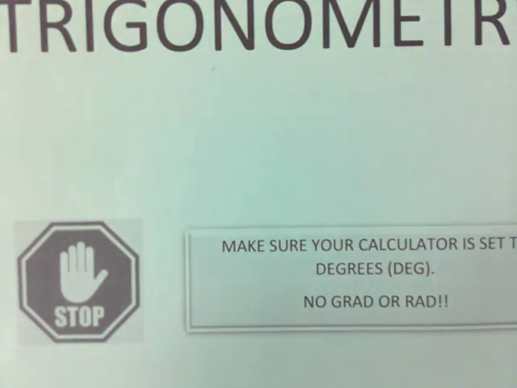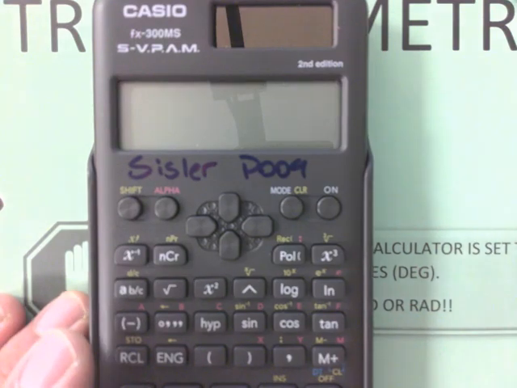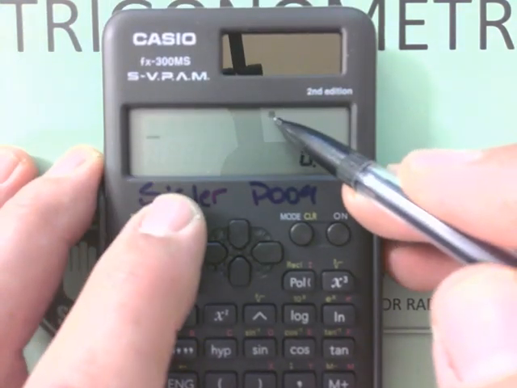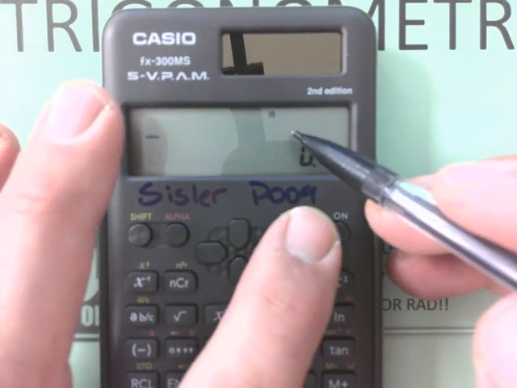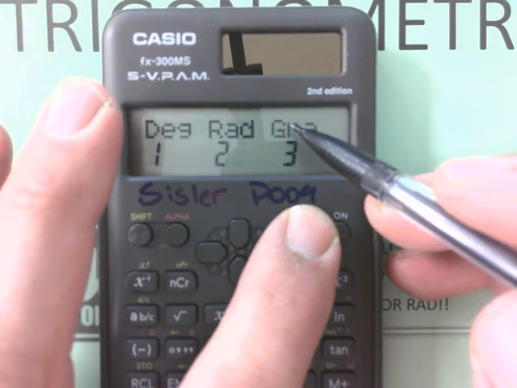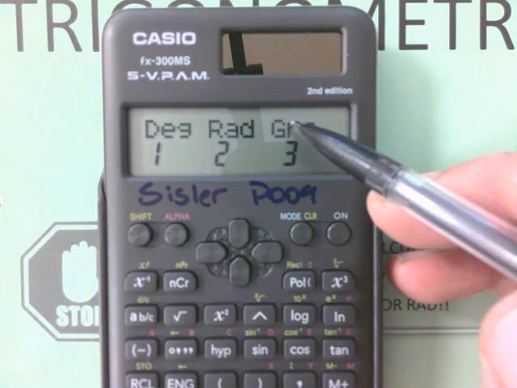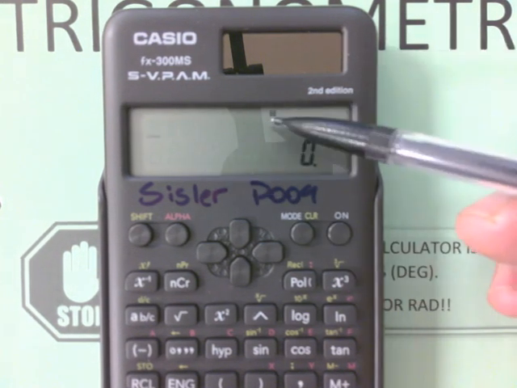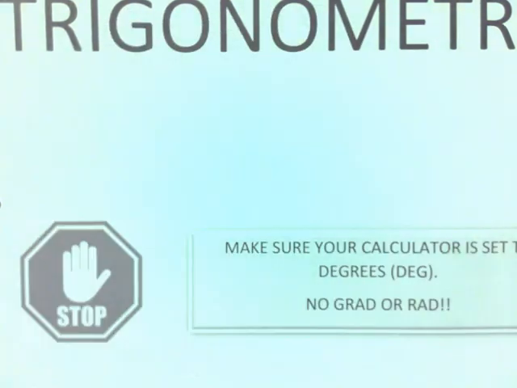If you have one of my better ones, I like these ones a lot. You would turn it on and check for the D on top here. There should be a little D. And if that's not the case, you press mode. So mode twice, and then just press 1 for degree. And then it's set to degrees, okay? So that has to happen before you do anything else, all right?